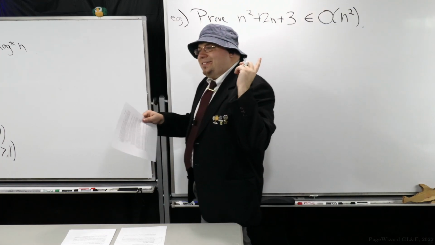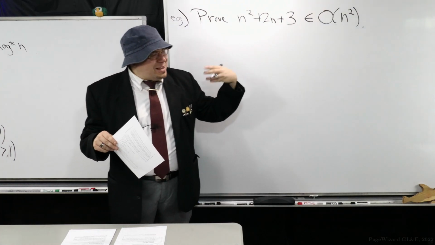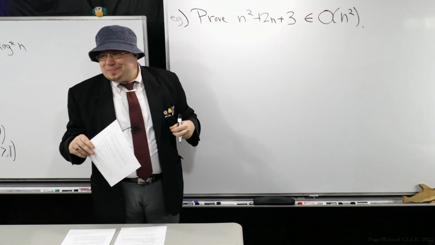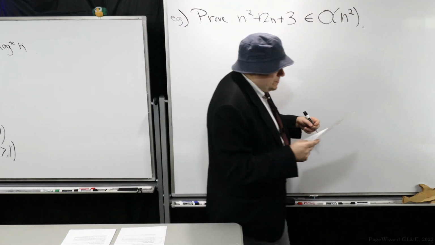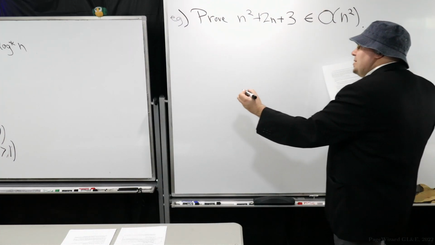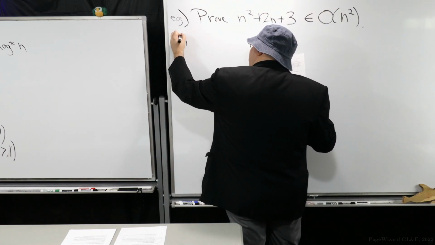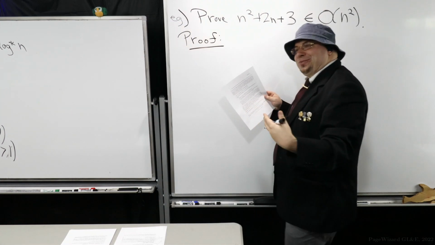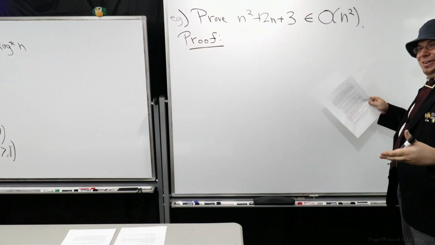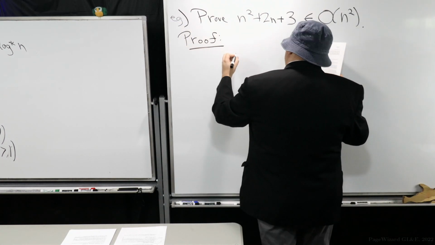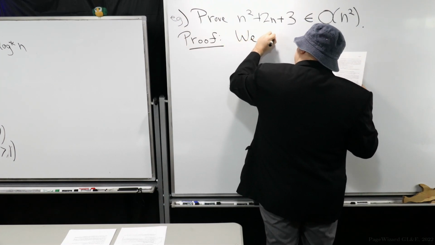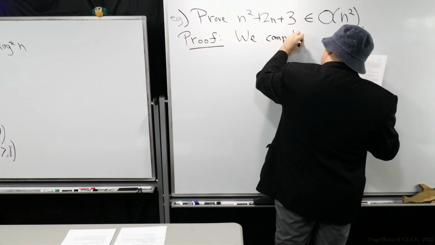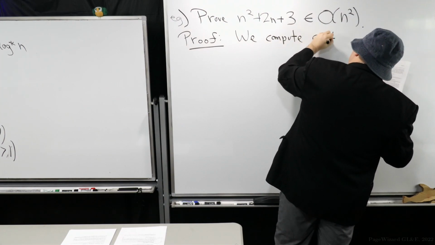Remember, when you see that fancy E symbol, I sometimes use that to say "is" or "is in." Normally I'd like to say what I'm going to do. Usually a good way to start a proof off is to tell your reader what the heck you're doing. It's usually a good idea. So we compute the constants. We need to compute the constants. We're going to find these two constants.